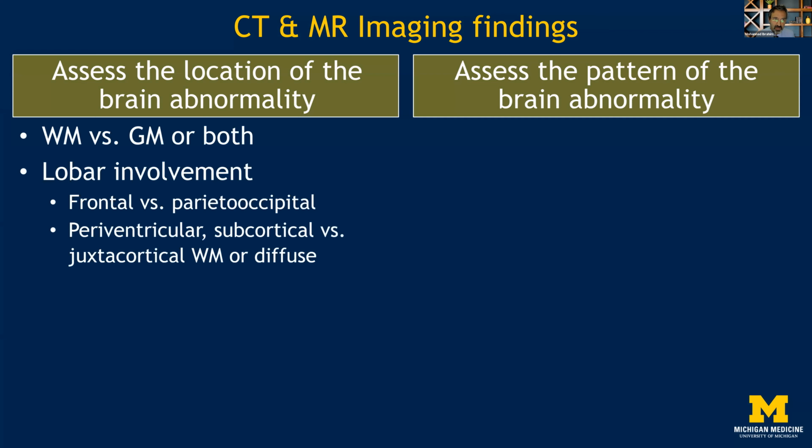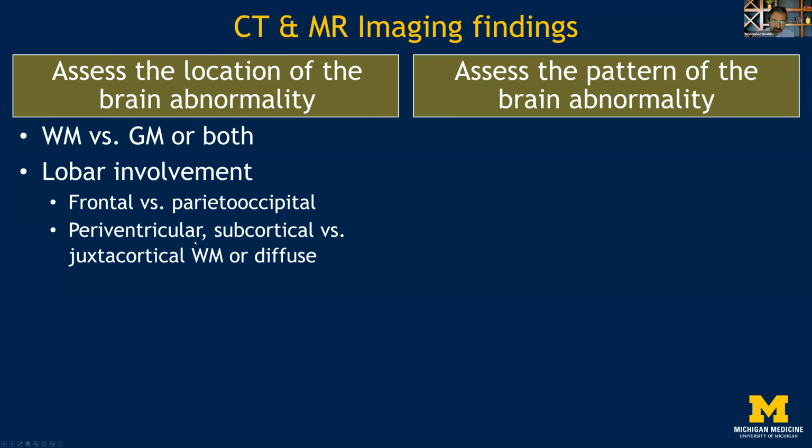Location: is it predominantly involving the white matter, or the gray matter, or is there involvement of both the white matter and the gray matter? And then you want to evaluate the lobar involvement. Is this something that is frontal predominance or parieto-occipital predominance? And then within the white matter, what is the area that is being involved?